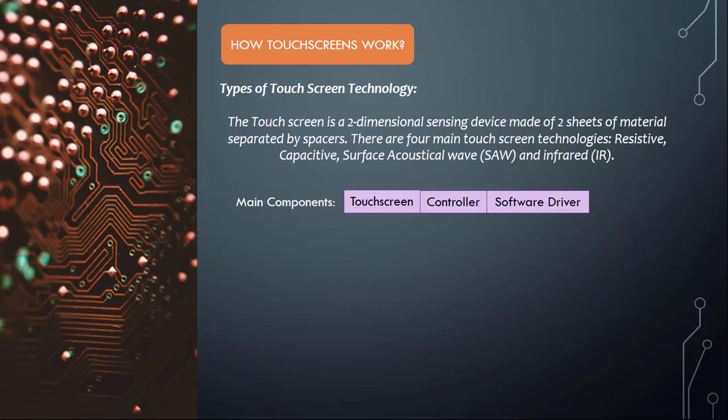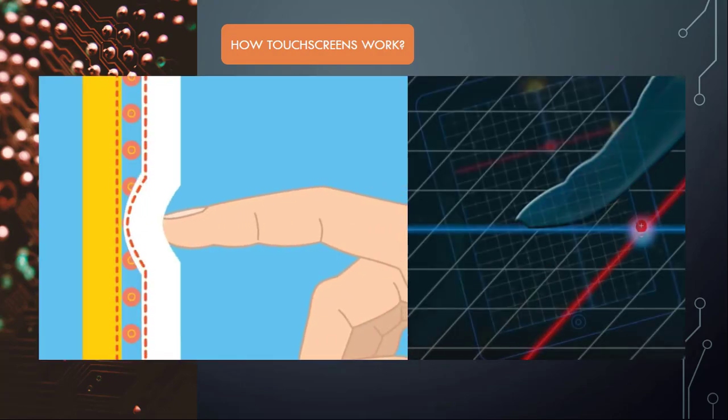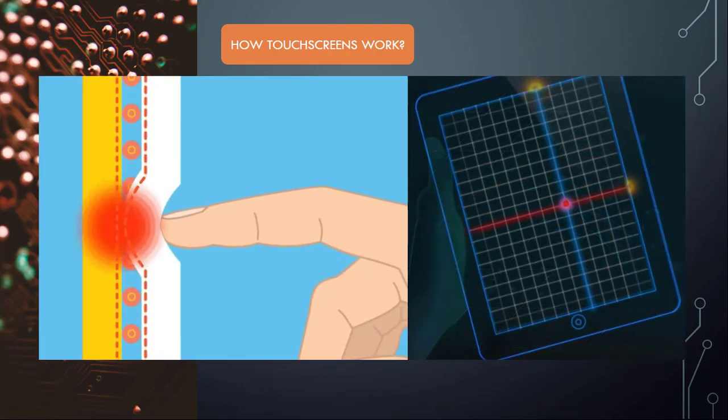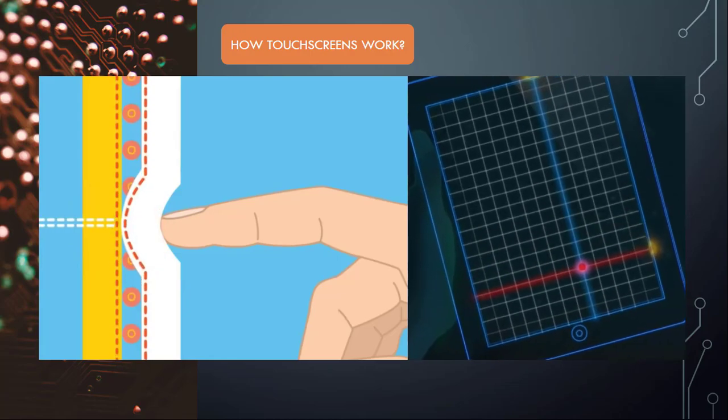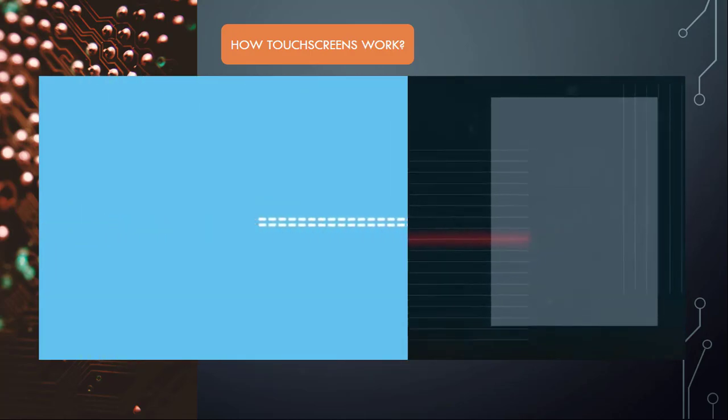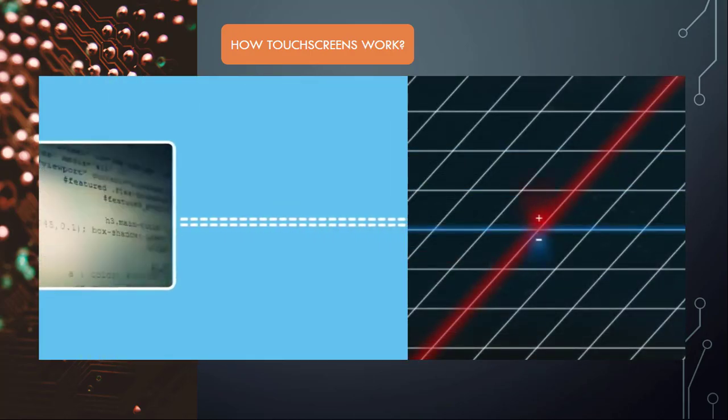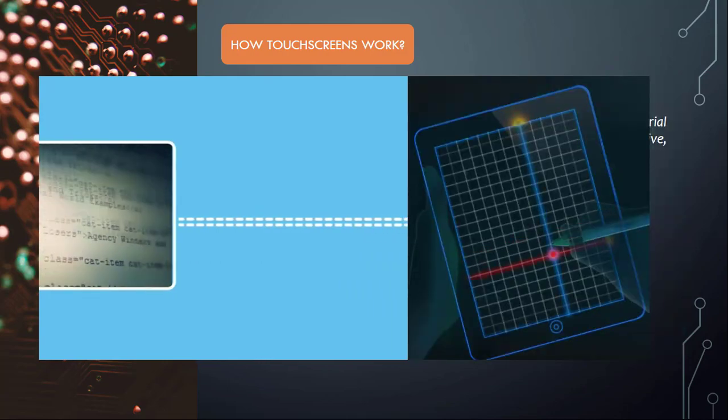A basic touchscreen has a touch sensor, a controller, and a software driver as 3 main components. The touchscreen needs to be combined with a display and a PC to make a touchscreen system. The sensor generally has an electric current or a signal going through it, and touching the screen causes a change in the signal. This change is used to determine the location of the touch on the screen.